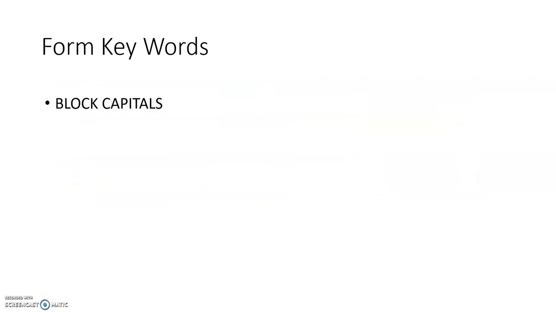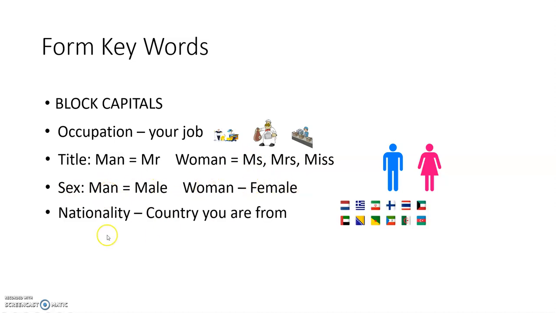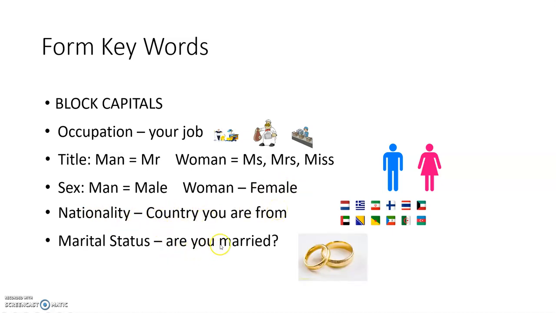Now, for filling in forms, you have block capitals, all in capital letters. Occupation is your job. What is your job? Title: Mr., Mrs. if it's a married woman, Miss for a young girl or woman. If you're a man, you're male. If you're a woman, female. Nationality, what country are you from? And marital status, are you married?